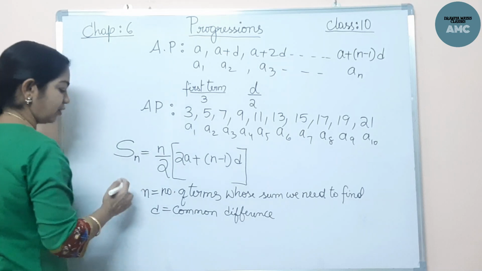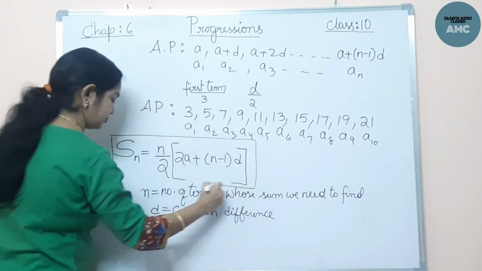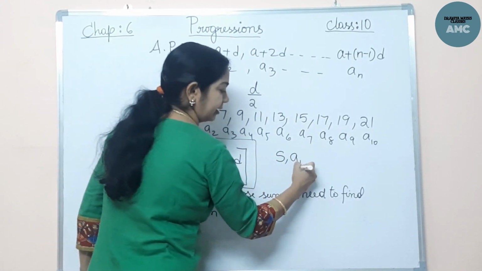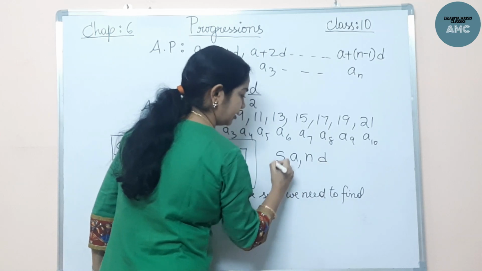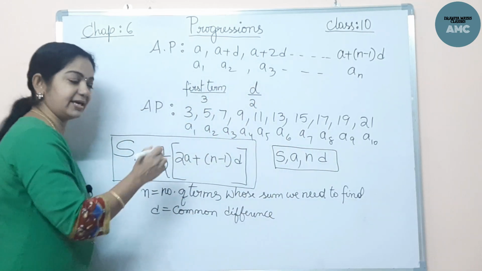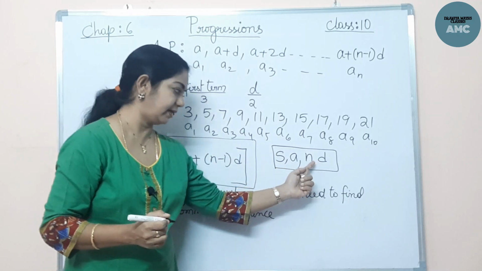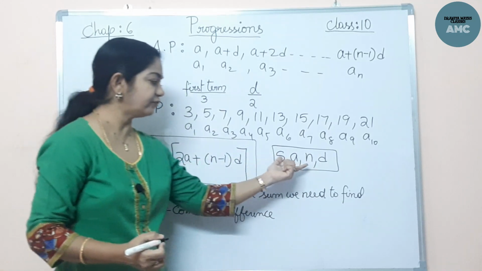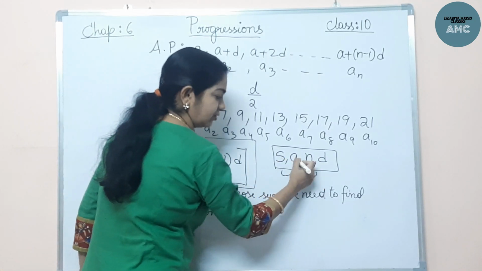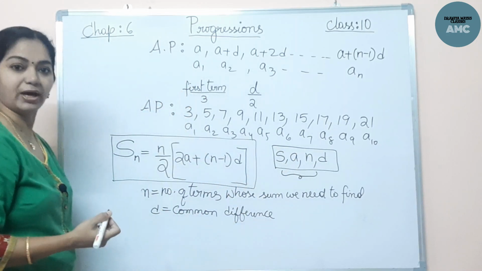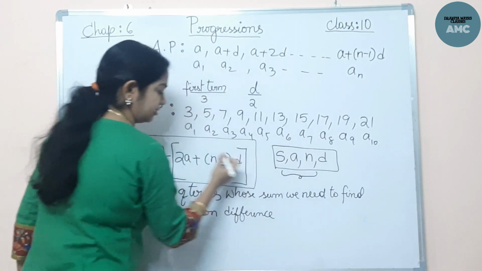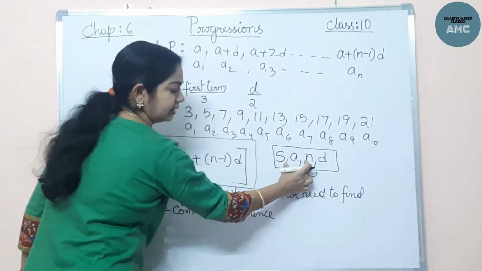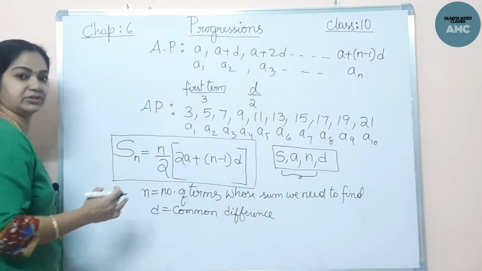That means this formula is used to find the sum when you know A, N and D. These are all the terms used. S is sum, A is first term, N is the number of terms and D is the common difference. If you know any three of them, you can find the fourth one. So from this formula, if you know any 3 terms, you can find the fourth term easily.